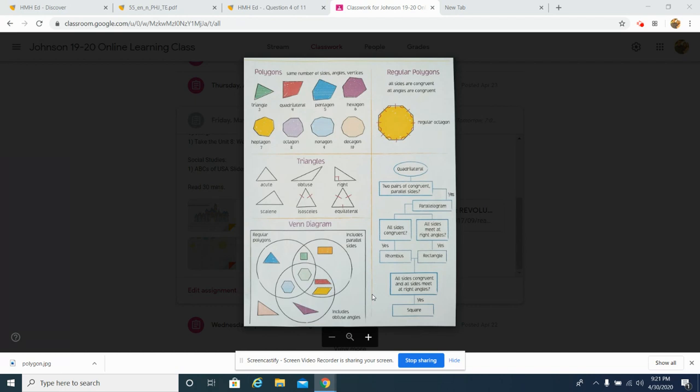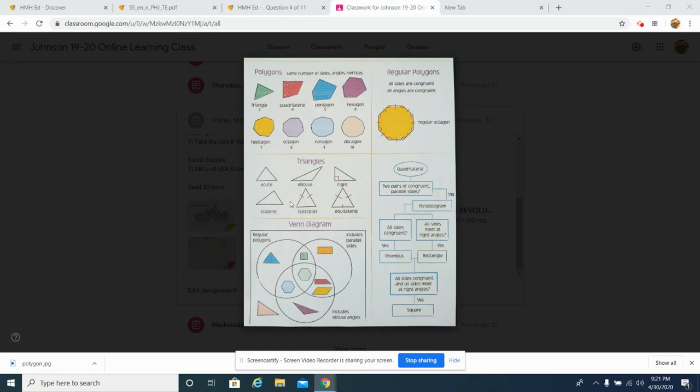Today we're working on classifying triangles. Okay, so this reference sheet is at the bottom of today's assignment. So we've got an acute. Remember, acute angles means they're little, tinier than 90 degrees. Okay, obtuse, so remember obtuse angles are larger than 90 degrees. And this square right here is a right triangle.